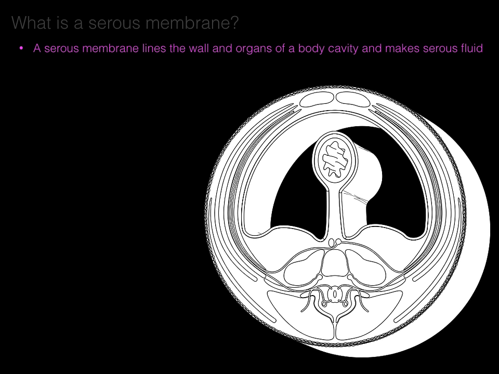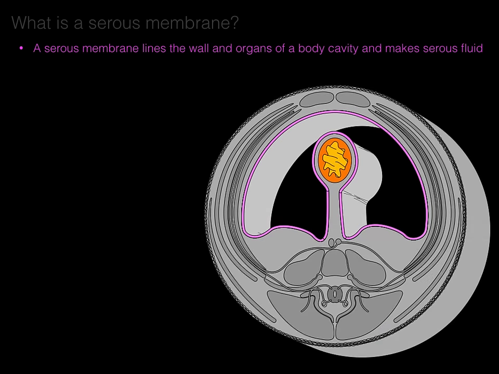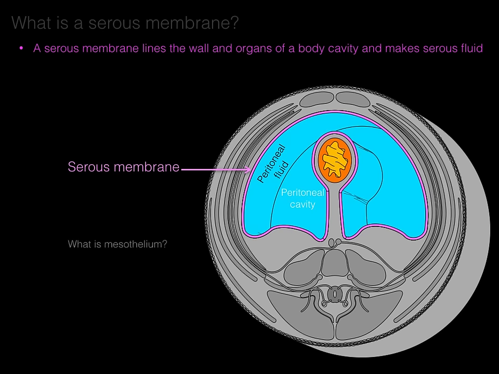So this picture shown here is a cross-section through the abdominal cavity. So that's the serous membrane we're going to talk about. And so in pink, there's the serous membrane lining the abdominal cavity, and it makes fluid. And because this is the abdominal cavity, it's going to be peritoneal fluid, which then goes within the peritoneal cavity, the space or cavity within the serous membrane, and fills it.